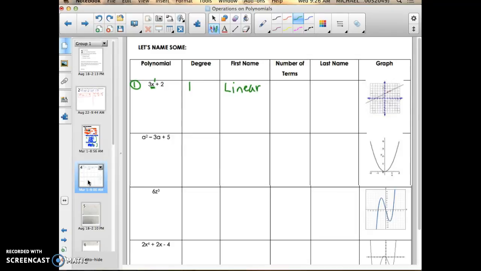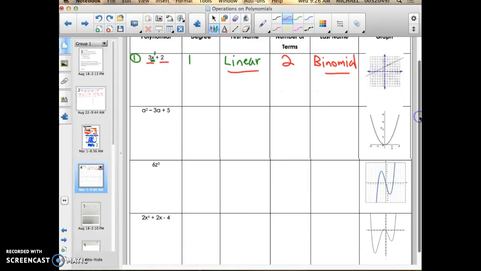Then I look at the number of terms. In this case, there's one term, 3x, and then there's a second term, 2. So the number of terms is 2. So the last name is binomial. So to finalize, to put it all together, this would be a linear binomial. And the graph of this would be a line. Makes sense. The graph is always based off of the degree that exists. And since the degree is linear, it makes sense that linear would make a line.